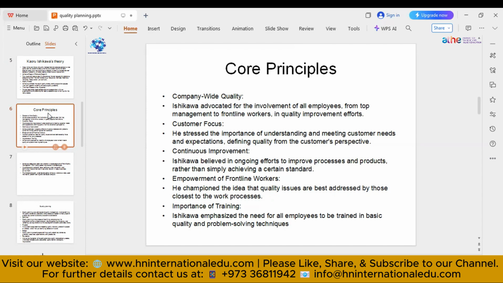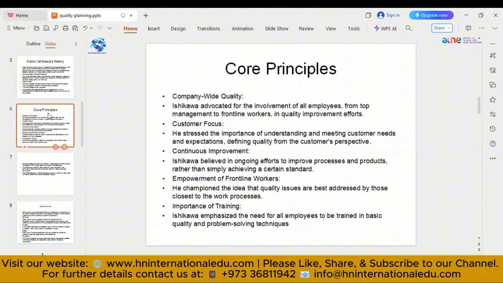Continuous improvement. Ishikawa believed in ongoing efforts to improve processes and products rather than simply achieving a certain standard. He stressed that you should continuously improve your process, the process of production, and the products, and not simply achieve the standard. It should be a continuous process.